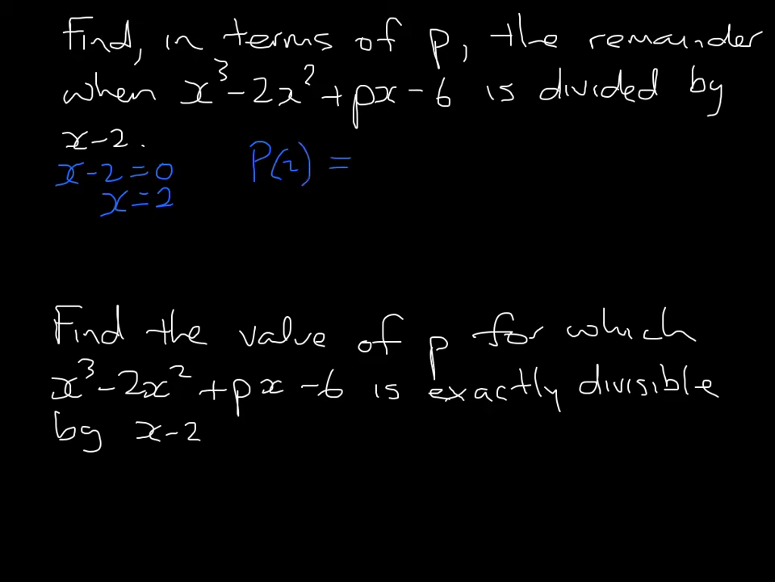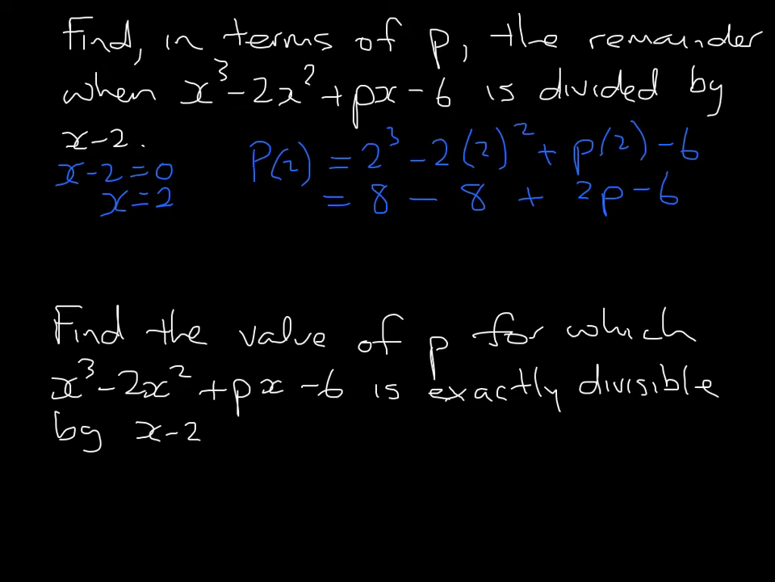So our polynomial, substituting 2, will be equal to 2 cubed, take away 2 by 2 squared, plus p by 2, take away 6, which is equal to 8, take away 8, plus 2p, take away 6. These two will cancel each other down, which is just equal to 2p take away 6. So that's our remainder when that polynomial is divided by x minus 2, leaving the p in there. We don't know what p is at this stage here, and we don't know if that's a factor.